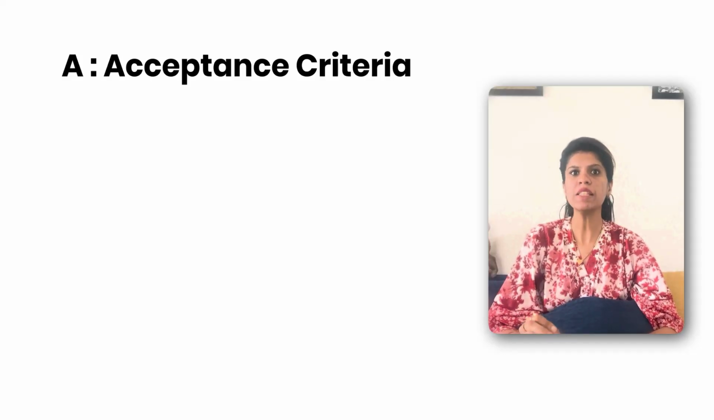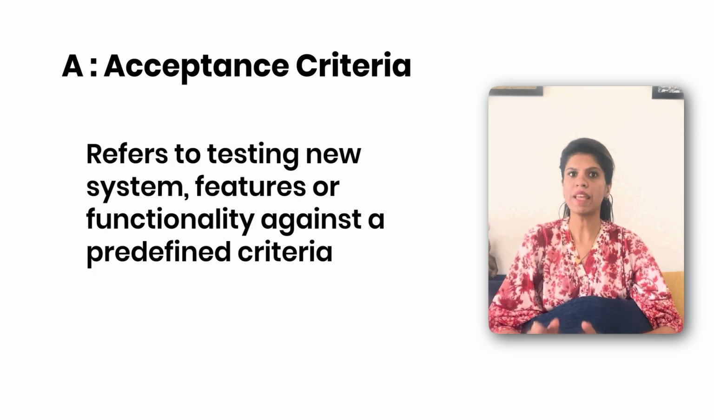So today we'll be talking about the A to Z of product management. So let's start with the letter A. First we have acceptance criteria. It refers to testing a new system, feature or functionality against a predefined criteria.